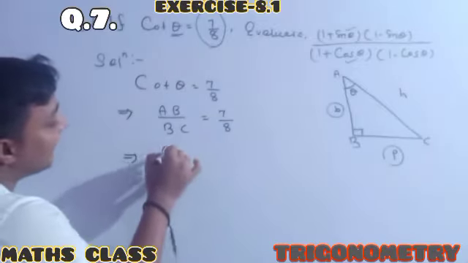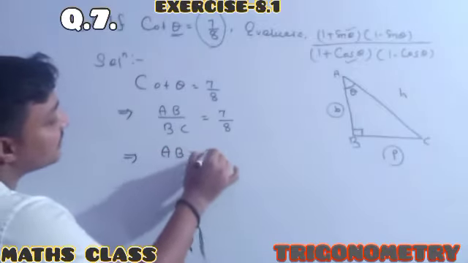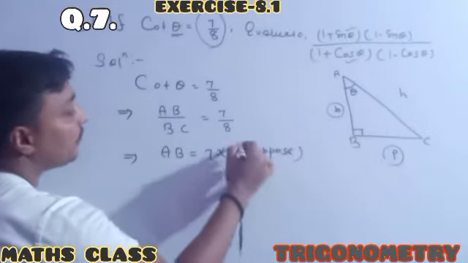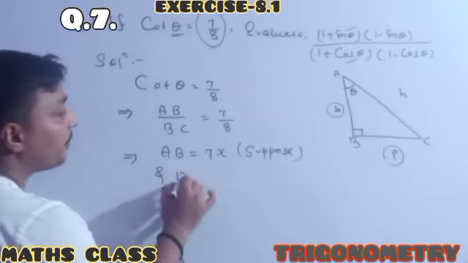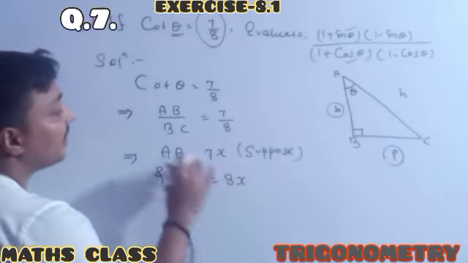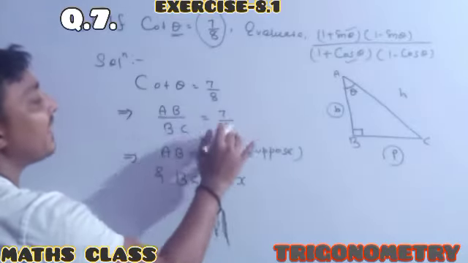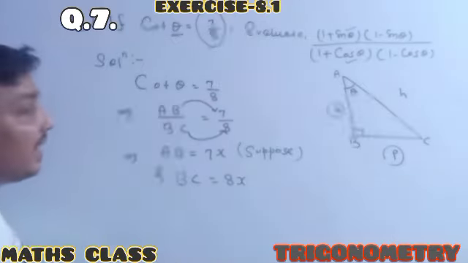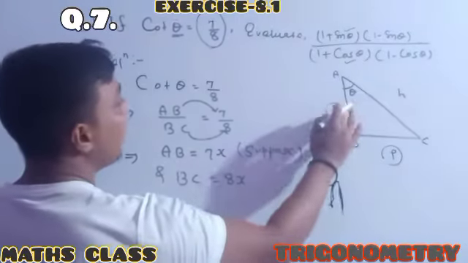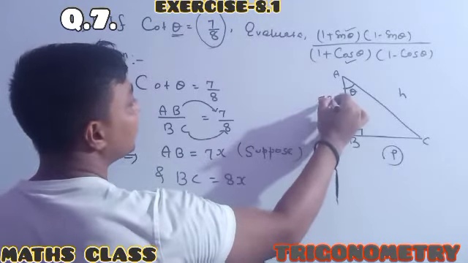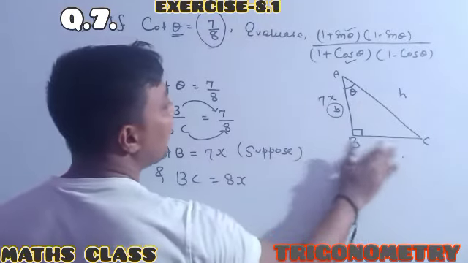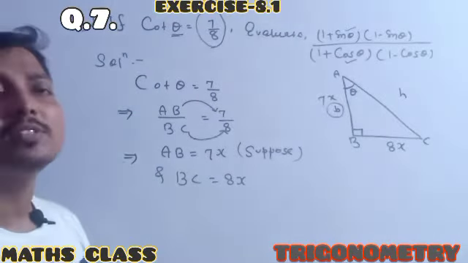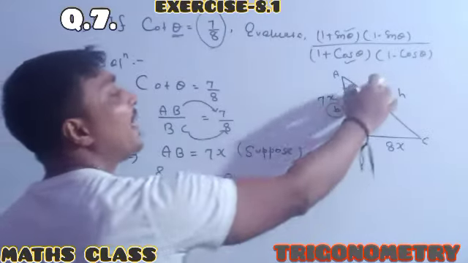Otherwise, I can write AB as 7x and BC as 8x, because the ratio is 7 by 8. It means one side is 7 parts and the other is 8 parts. AB is 7 parts, and BC is 8 parts. Everyone knows how to find the hypotenuse using the Pythagoras theorem.